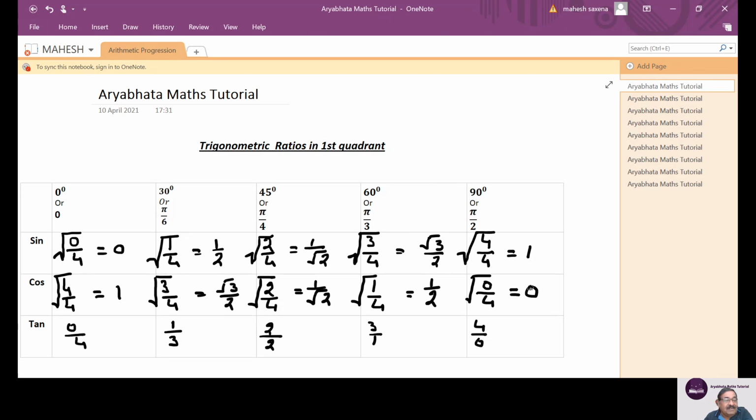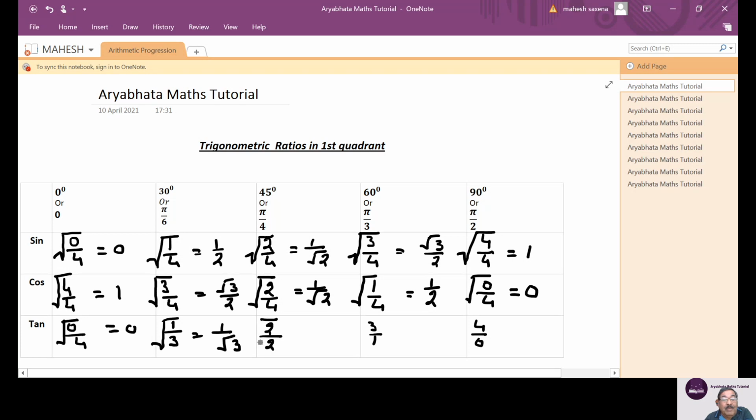In case of tan, whatever the digit written below the angle, you take the under root. That is, under root of 0 upon 4 is 0, therefore tan 0 is 0. Under root of 1 upon 3 is 1 upon root 3. Therefore, tan 30 is 1 upon root 3.